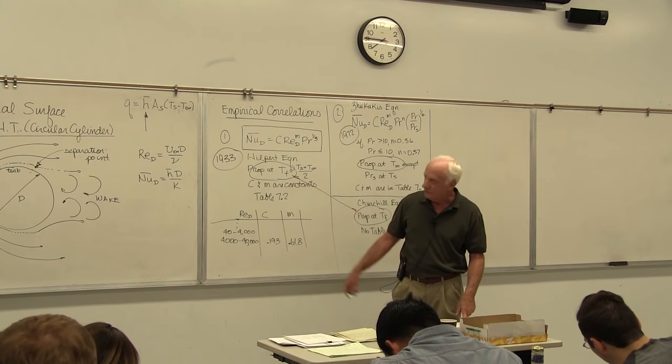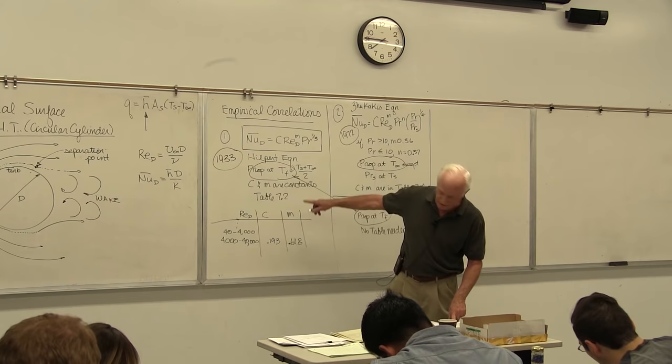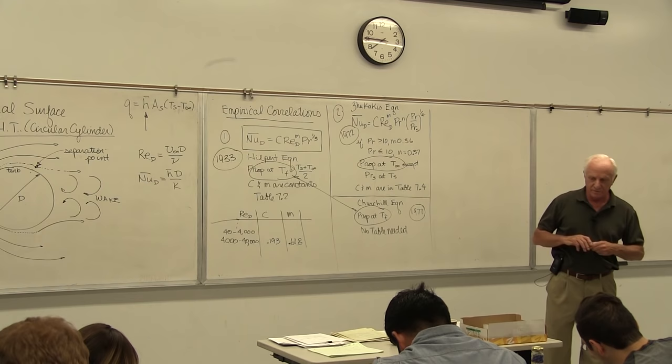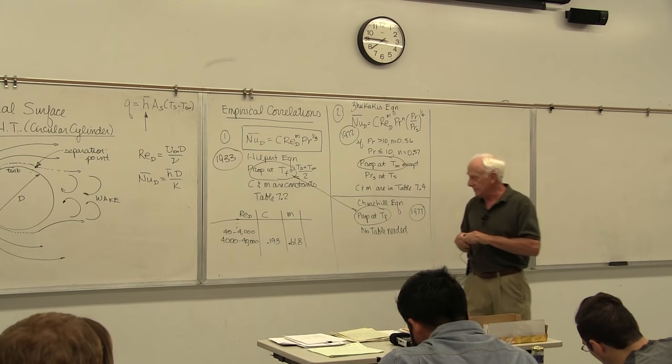Problem 7-53. He used equation 7-44, so we're okay. That's Hilpert. Problem 7-53, don't do part C. We didn't discuss fin effectiveness. We discussed fin efficiency, not fin effectiveness. So don't do part C. That's the only 3 problems on this stuff.